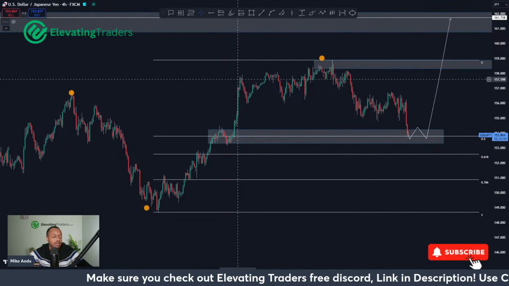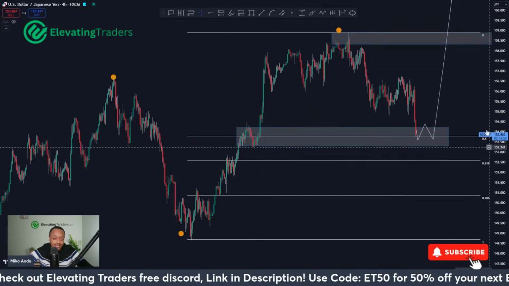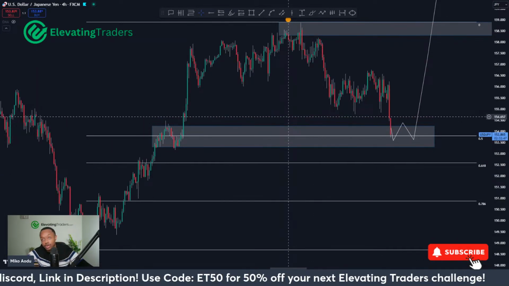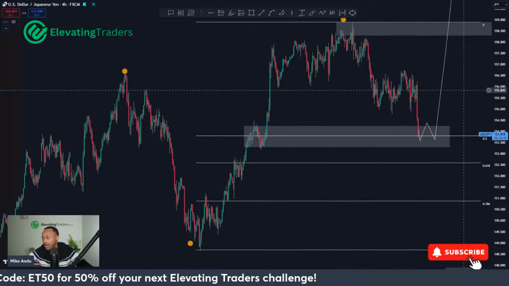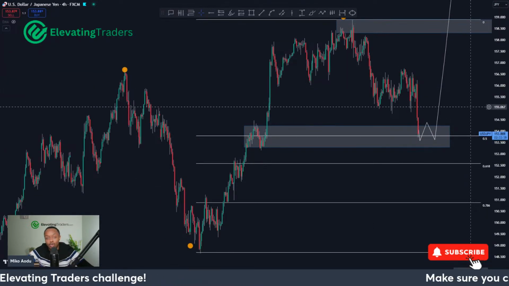So a lot of momentum came from that area. I do suggest there's a good chance we'll see some more buyers step back into the market and see another reaction. So I'm very, very bullish on dollar yen as long as we maintain that daily bullish structure. And I'm just looking for areas where we could see some buying opportunities, and we are in one right now.